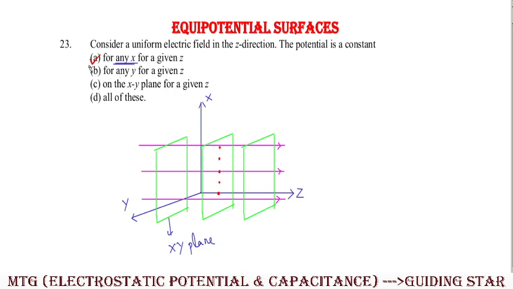Clear? And next, moving to the next, for any y for a given z, that means potential is constant for any y. Suppose I consider this particular value of z. At this particular value of z, if I move along y-axis, how can I move along y-axis? I can move like this, or I can move like this. Clear? So here what it is saying is whether potential will remain constant for any value of y or not, for a given particular value of z.